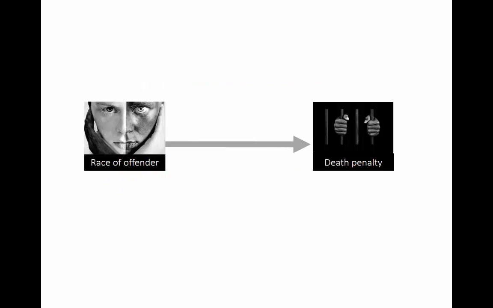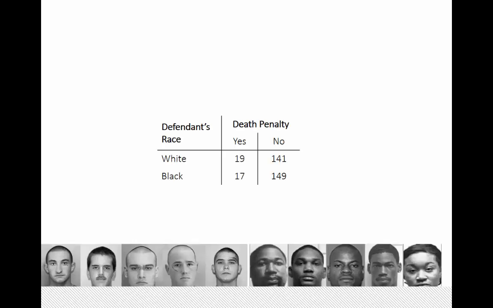This is the relationship they looked at: the race of the offender and the death penalty. And this is what they find. They looked at white defendants and black offenders, and the percentage seemed almost the same, or a little higher for whites. So it seems that whites get sentenced to death more often than blacks.